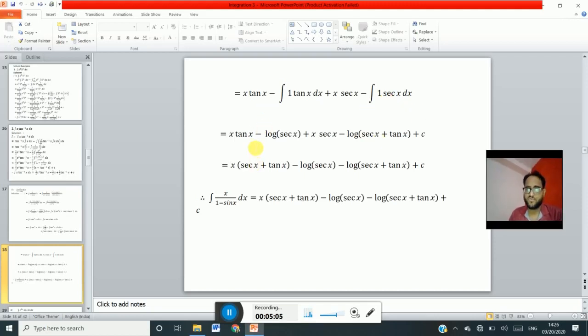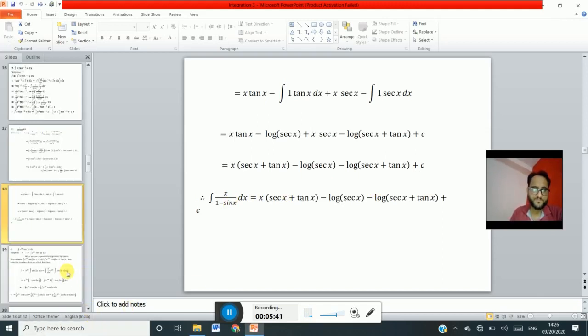So x into tan x minus integration of tan x, which is log of sec x, plus x into sec x minus integration of sec x, which is log of sec x plus tan x. After simplifying, taking x common from x sec x and x tan x, we get x into (sec x plus tan x) minus log of sec x minus log of (sec x plus tan x). This should be the final answer for this example, the integration of x upon 1 minus sin x, right?